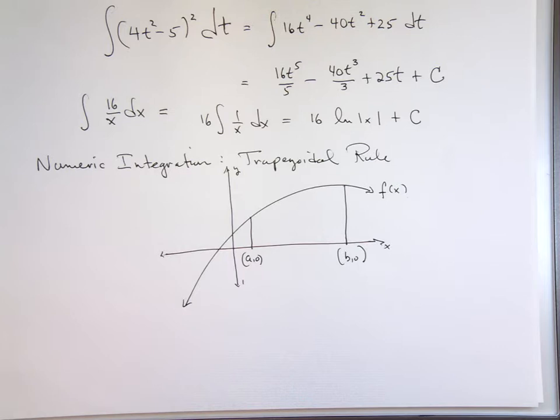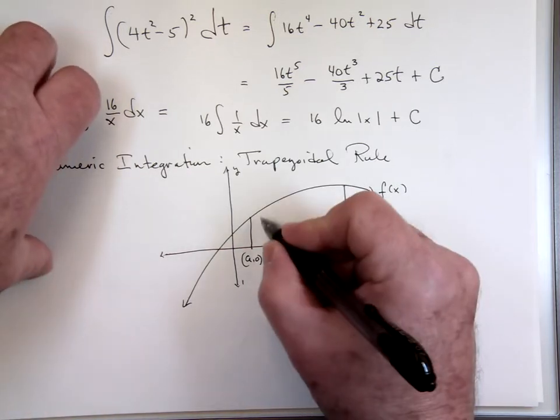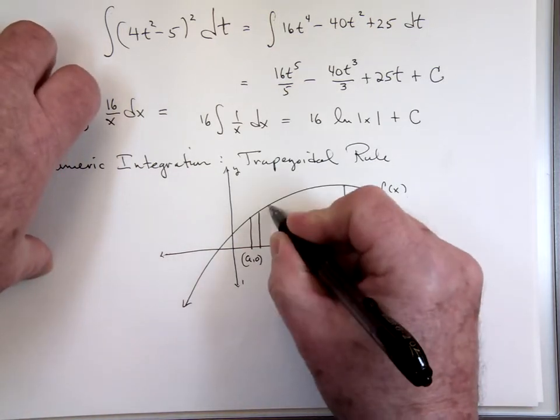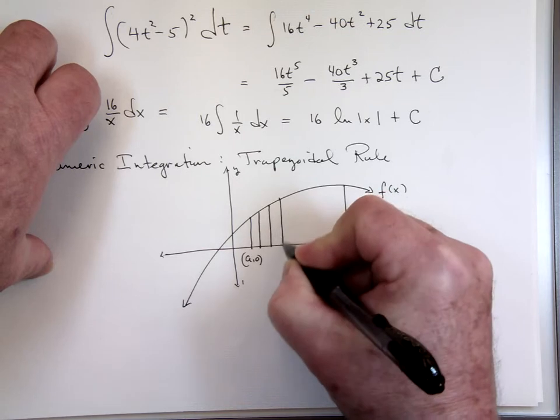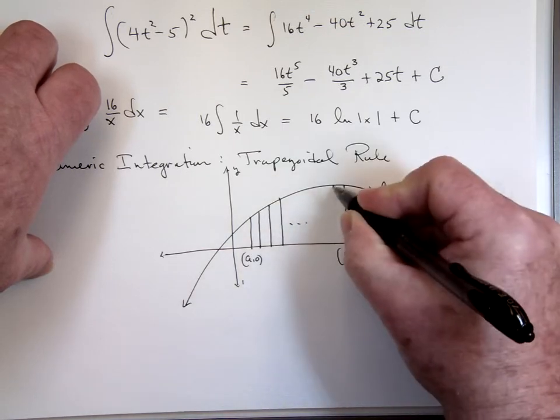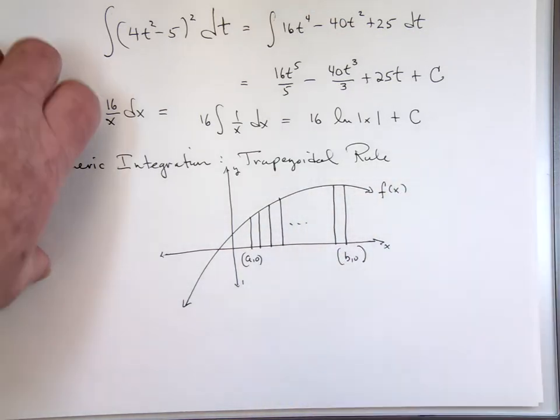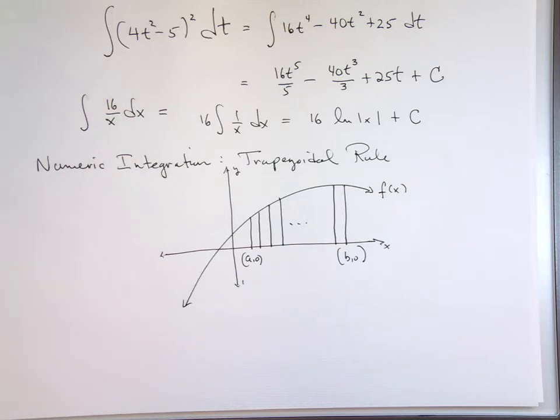We're going to divide the interval into n subintervals, equal subintervals. They don't even have to be equal, okay? But we're going to make it a little bit easier, we're going to divide this up into n equal subintervals.